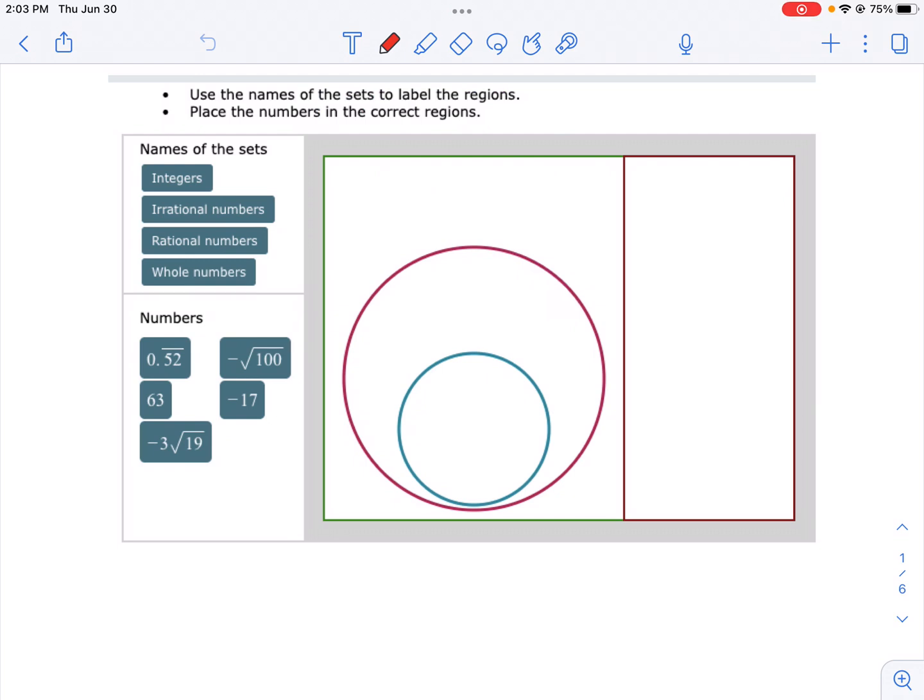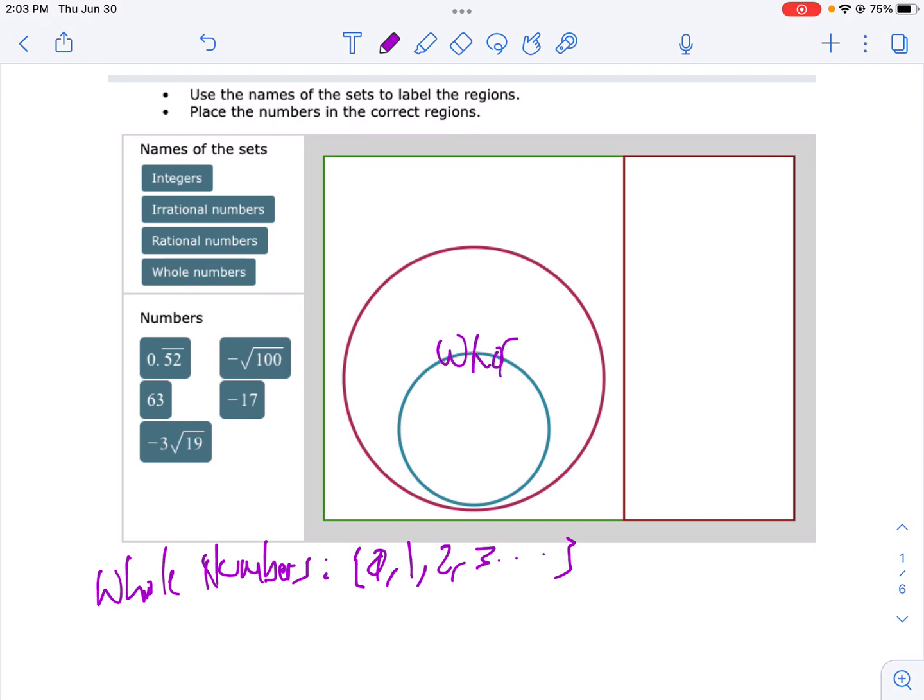The first number set, or the most restrictive number set out of these four, are whole numbers. Whole numbers are just numbers you can count by, and zero. So they're like 0, 1, 2, 3, and so on, all the positives. No fractions, no decimals. So I'm going to put whole numbers right here as my most restrictive number set. So which one of these are whole numbers? Well, 63 is a whole number. That's the only one we have that's a whole number.